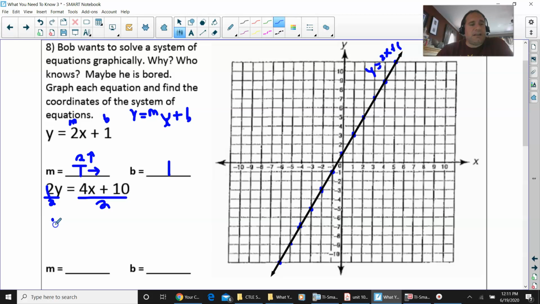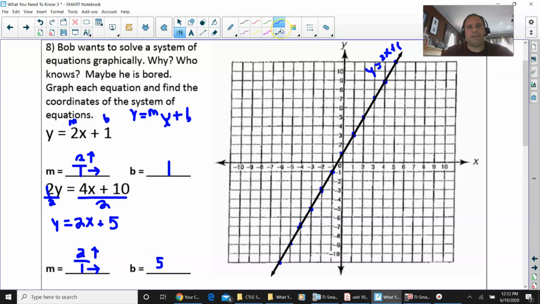This cancels, and you have y equals, and then you have to do some division, which is pretty easy because 4 divided by 2 right here is 2. You bring the x down, and 10 divided by 2 is 5. This is your y equals mx plus b. So now you're ready to figure out the slope and the y-intercept. The slope is 2 over 1. Remember, always put it in rise over run. The 2 is a rise, and the run is a 1, going to the right. And then the y-intercept is 5.